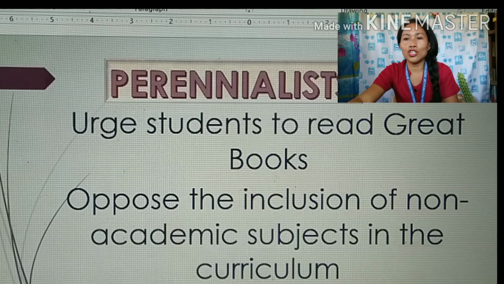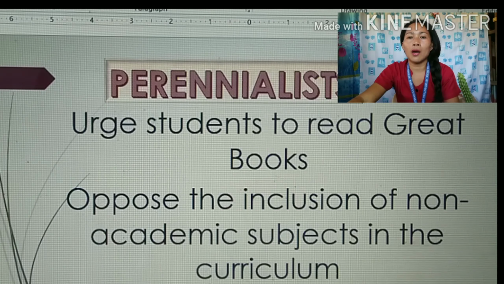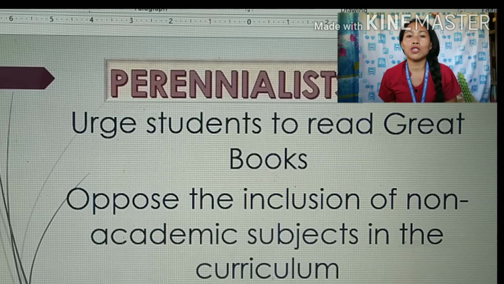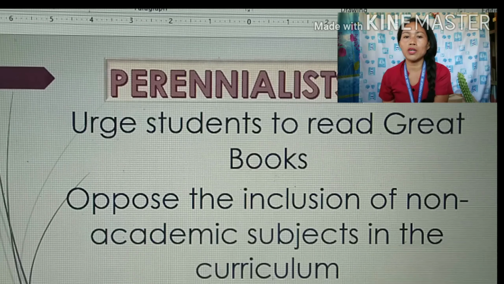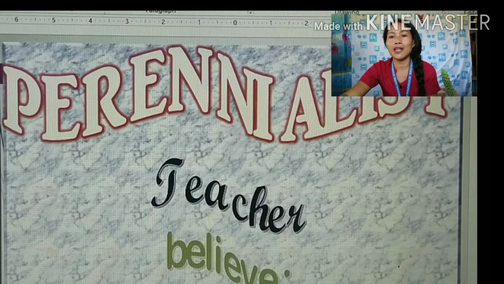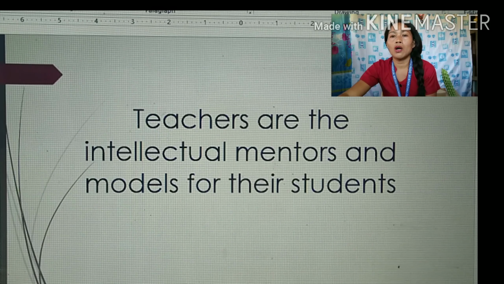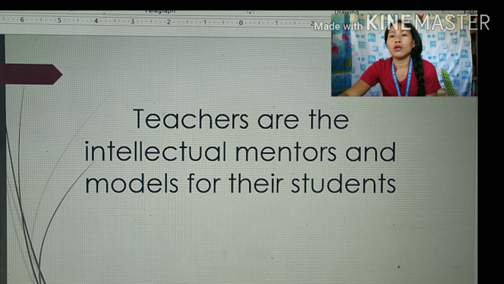And it opposes the inclusion of non-academic subjects in the curriculum because they defeat the primary purpose of the schools, which is to develop students intellectually. They endorse a subject matter curriculum loaded with cognitive subjects that develop rationality and morality. So what does a perennialist teacher believe? Now let's find out. Well, teachers are intellectual mentors and models for their students. So do you believe that, students?